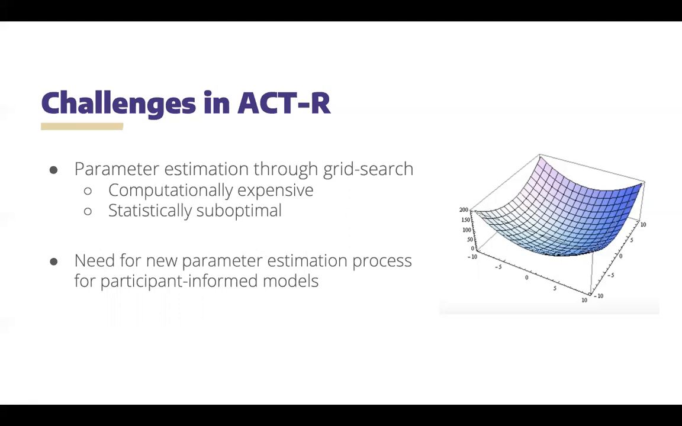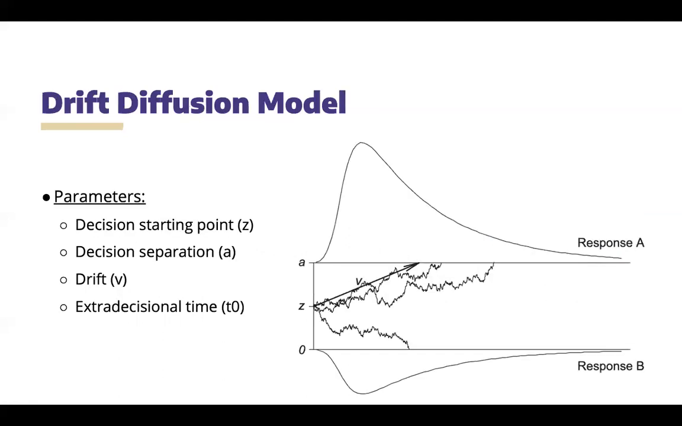A common challenge of ACT-R is how to estimate these set parameters when making a participant-informed model. This is typically done through methods such as a parameter grid search, but this is pretty computationally expensive and doesn't typically allow for statistical verification. So there's a need for a way to better integrate empirical participant data into the parameter estimation process for the creation of these participant-informed models. We used a common mathematical model that could potentially be used to estimate the starting ACT-R parameters from empirical data to better inform the parameter estimation process.